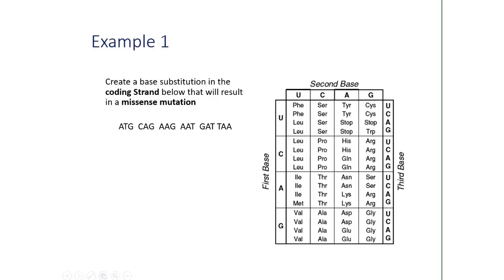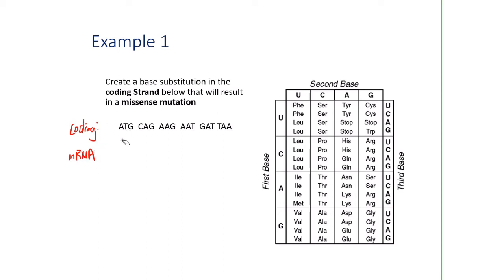So let's try a few examples. In this example, it says create a base substitution in the coding strand below that will result in a missense mutation. So this is the coding strand. And to do these kind of questions it is always best to write down the mRNA. Okay, it's much easier to work with because that's what the codon chart is for. Right? The codon chart is for the codes in the mRNA.